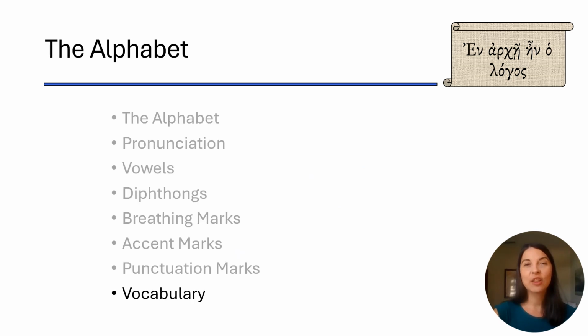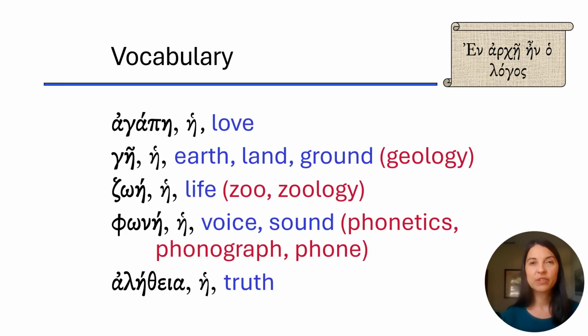And lastly, let's take a look at the vocabulary from chapter 1. When you encounter vocabulary words in this book, you're going to notice that each word has an article after it. This is your article that tells you whether this is a masculine, feminine, or neuter word. You don't need to know that for this week, but just know that this eta with the breathing mark over it, as we've learned, is pronounced hey. So when you memorize your vocabulary words, you're going to want to memorize the article along with it because it gives important information that you'll need to know for later.